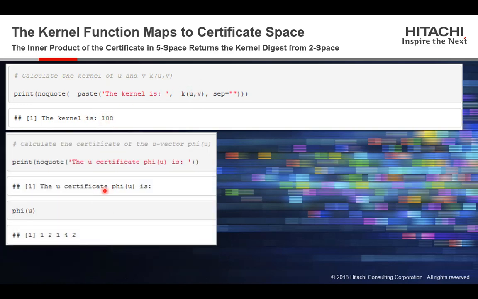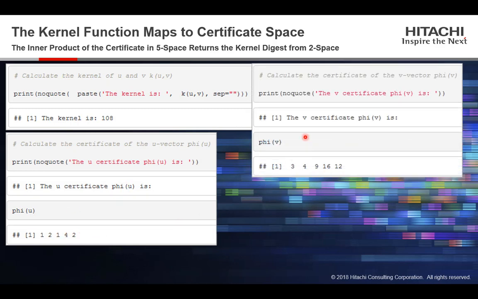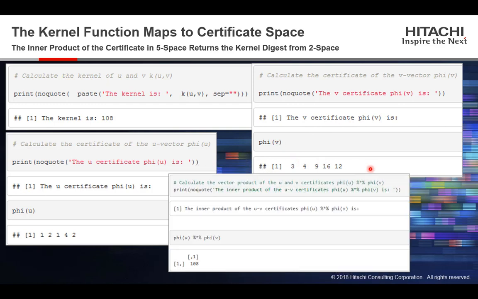We just calculated the kernel certificate of u. It was 1, 2, 1, 4, 2. And we calculated the kernel certificate of v, which was 3, 4, 9, 16, 12. Now, the interesting thing is if I take a vector multiply, so not a Hadamard product, but a vector multiply of the certificate of u times the certificate of v, it returns this digest of 108.